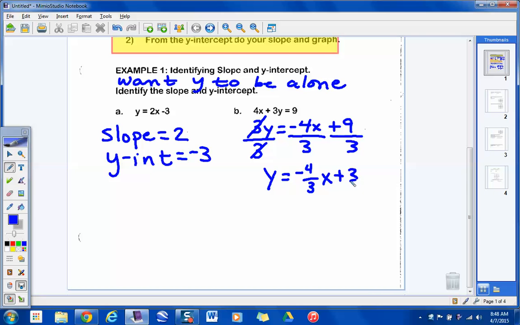Okay, so we had to revisit what it meant to write something in function form, right? Guys, in function form, is y alone now? And we just said that if y is alone, we have some kind of a slope-intercept form. What's right next to x? Negative 4 over 3. Means rise -4 for every run of 3. So what's your slope value going to be here? What's your y-intercept? What's the y-intercept value now that y is alone?